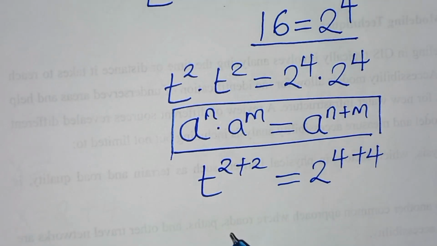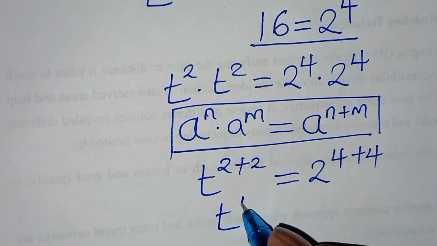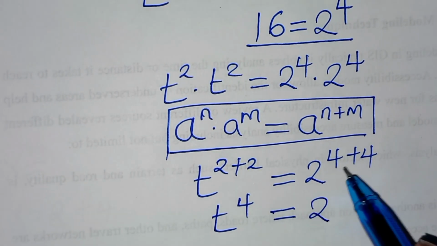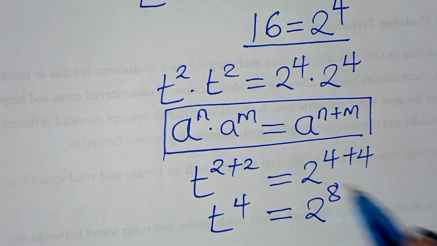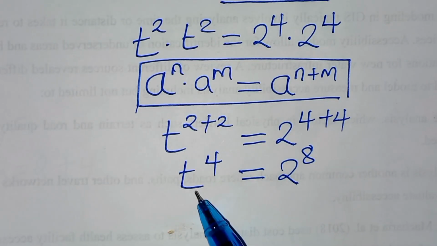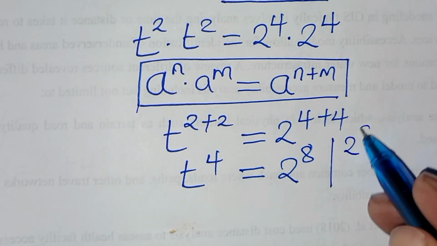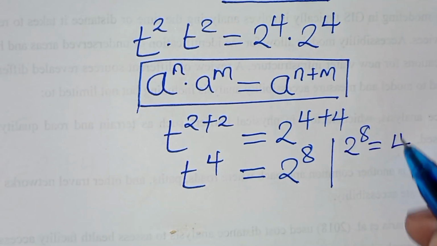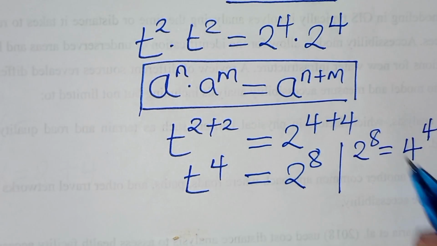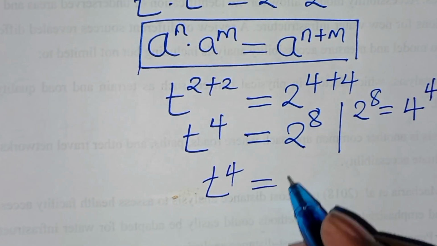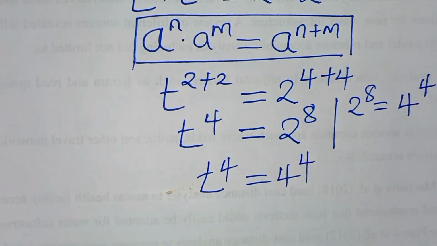So here we'll have t to power 4, which is equal to 2 to power 4 plus 4, which is equal to 8. We have t to power 4 is equal to 2 to power 8. We can express 2 to power 8 as the same thing as 4 to power 4. Substituting this, we'll have t to power 4 equal to 4 to power 4.